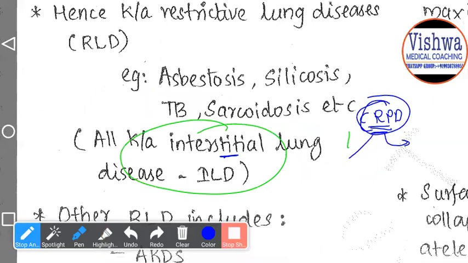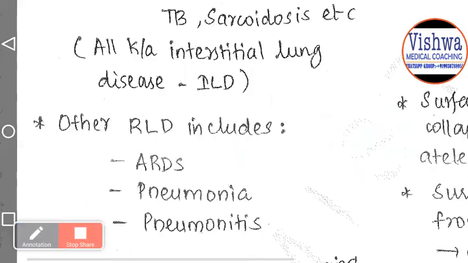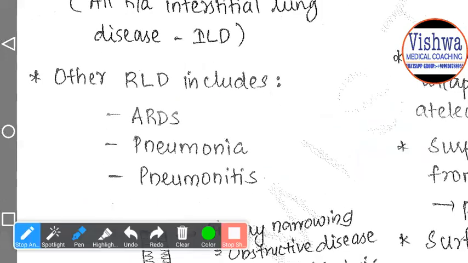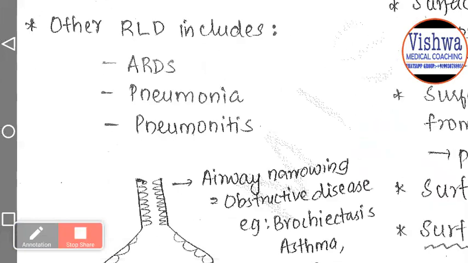What are the common features? The lungs have fibrosis. The fibrosis leads to small lung capacities, also called ILD. ILD stands for interstitial lung disorders, in which the common feature is fibrosis. We also have other restrictive lung disorders like ARDS, pneumonias, and pneumonitis. RLD stands for restrictive lung disorders.